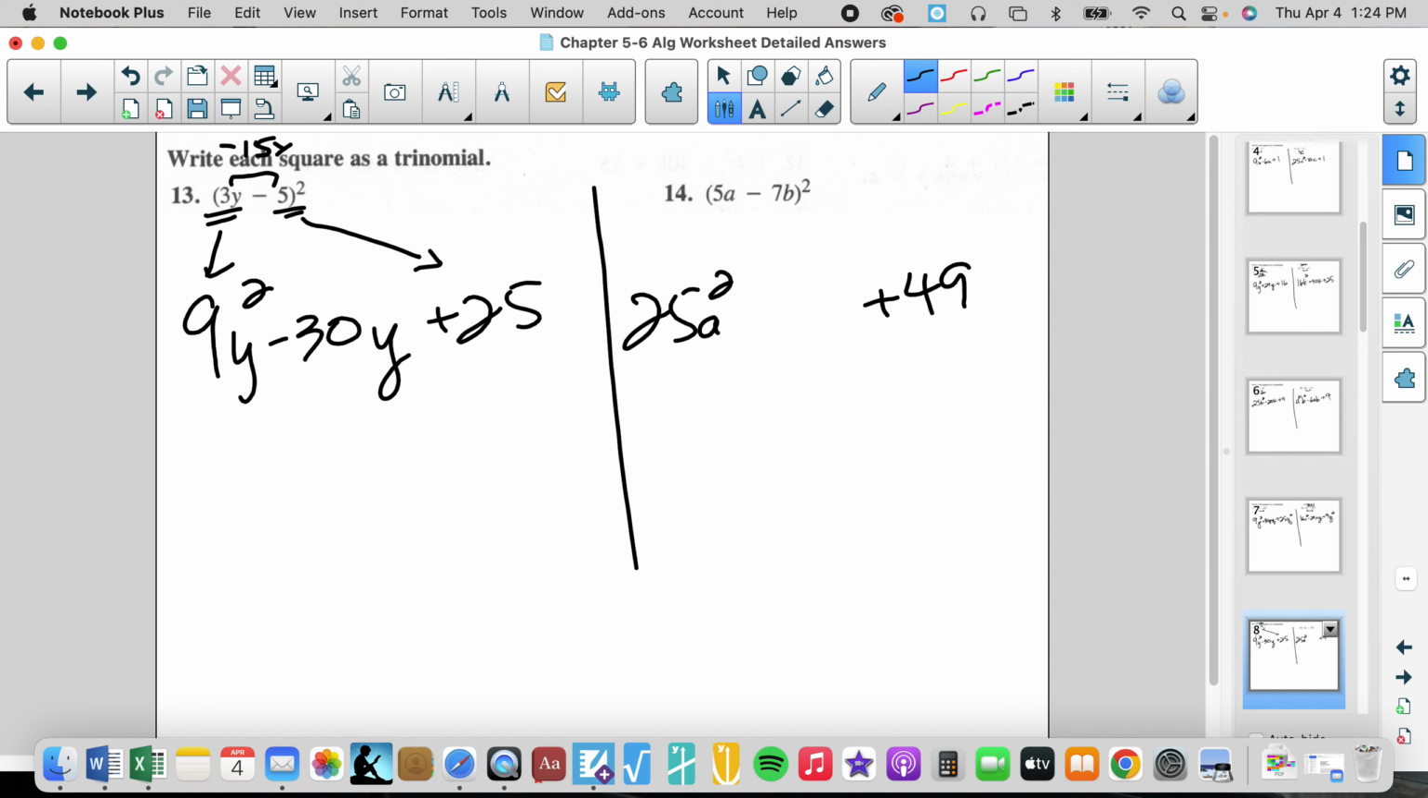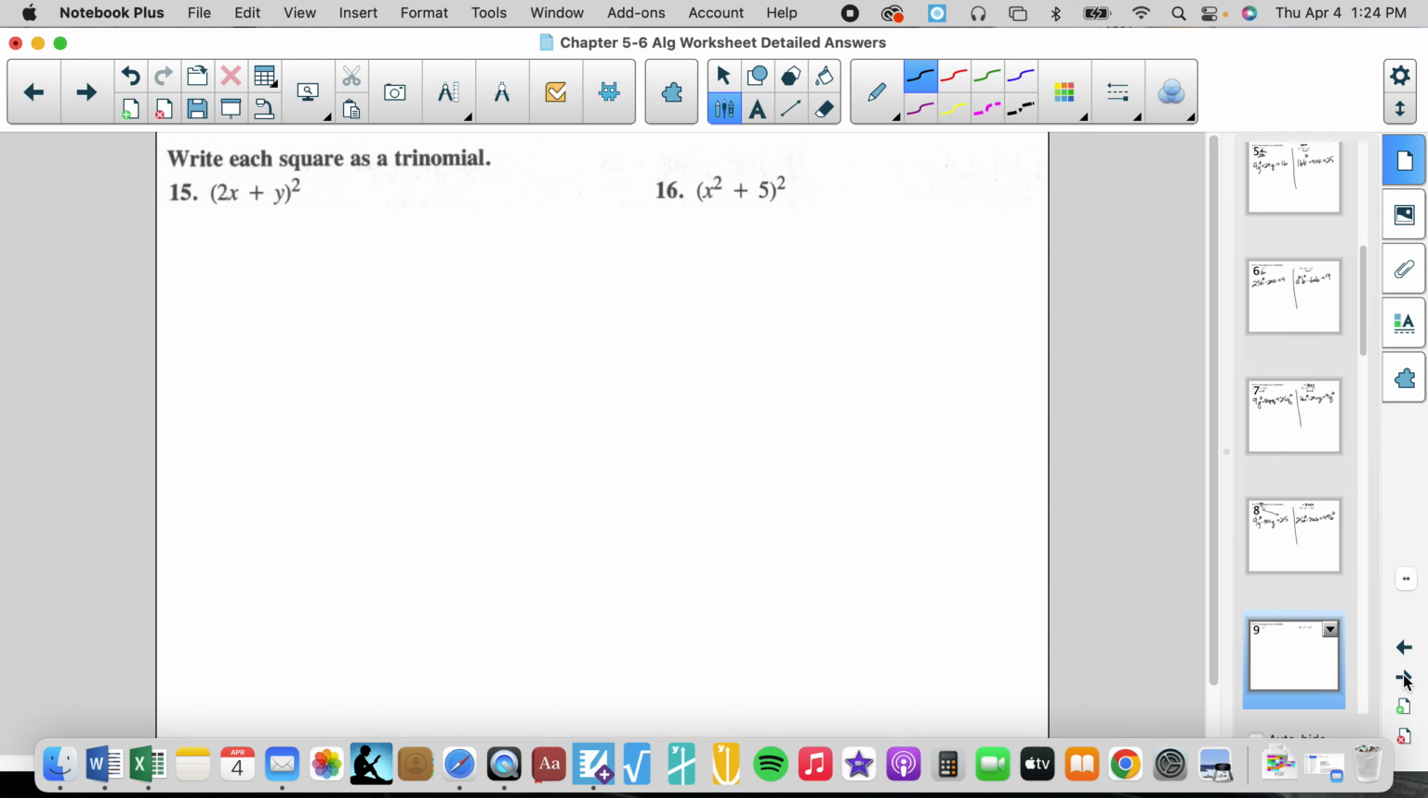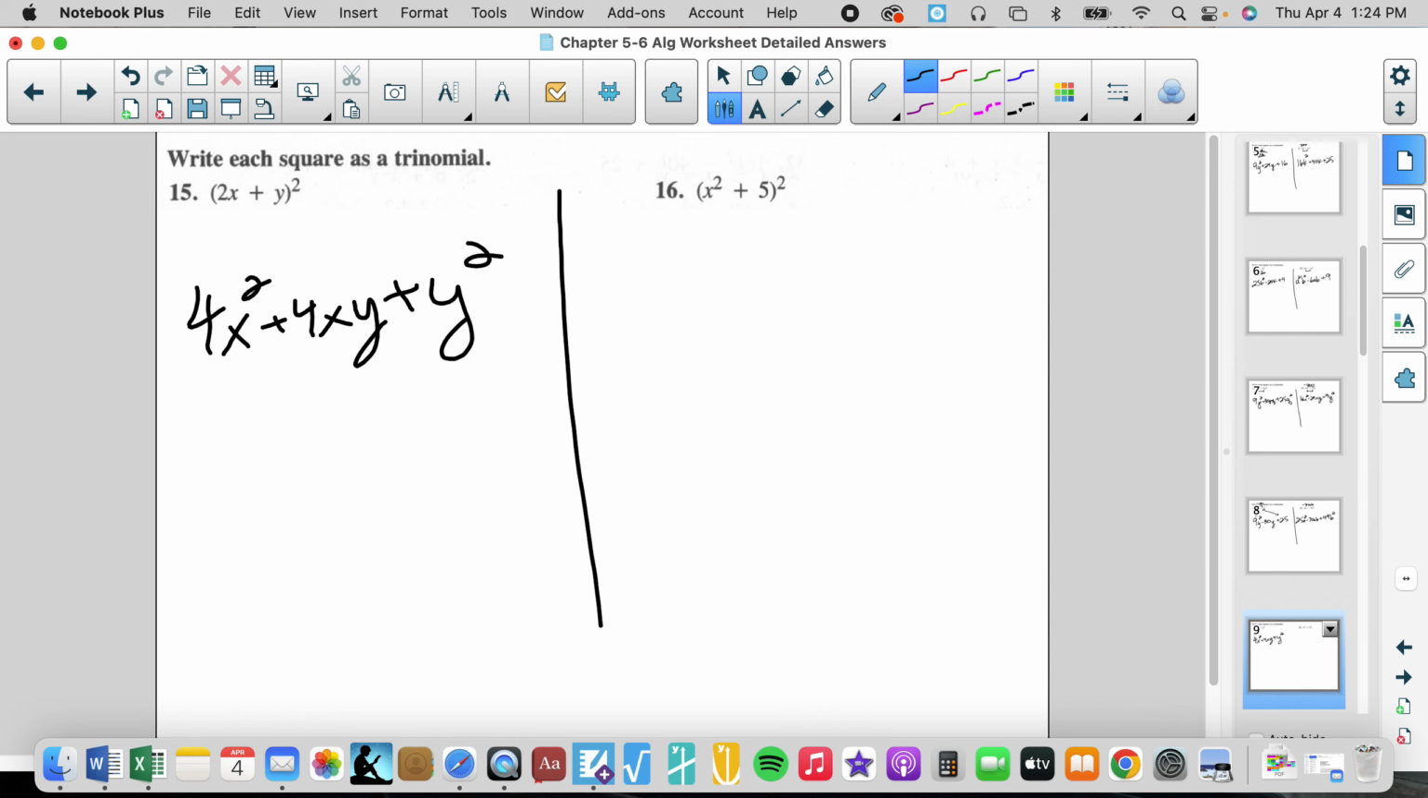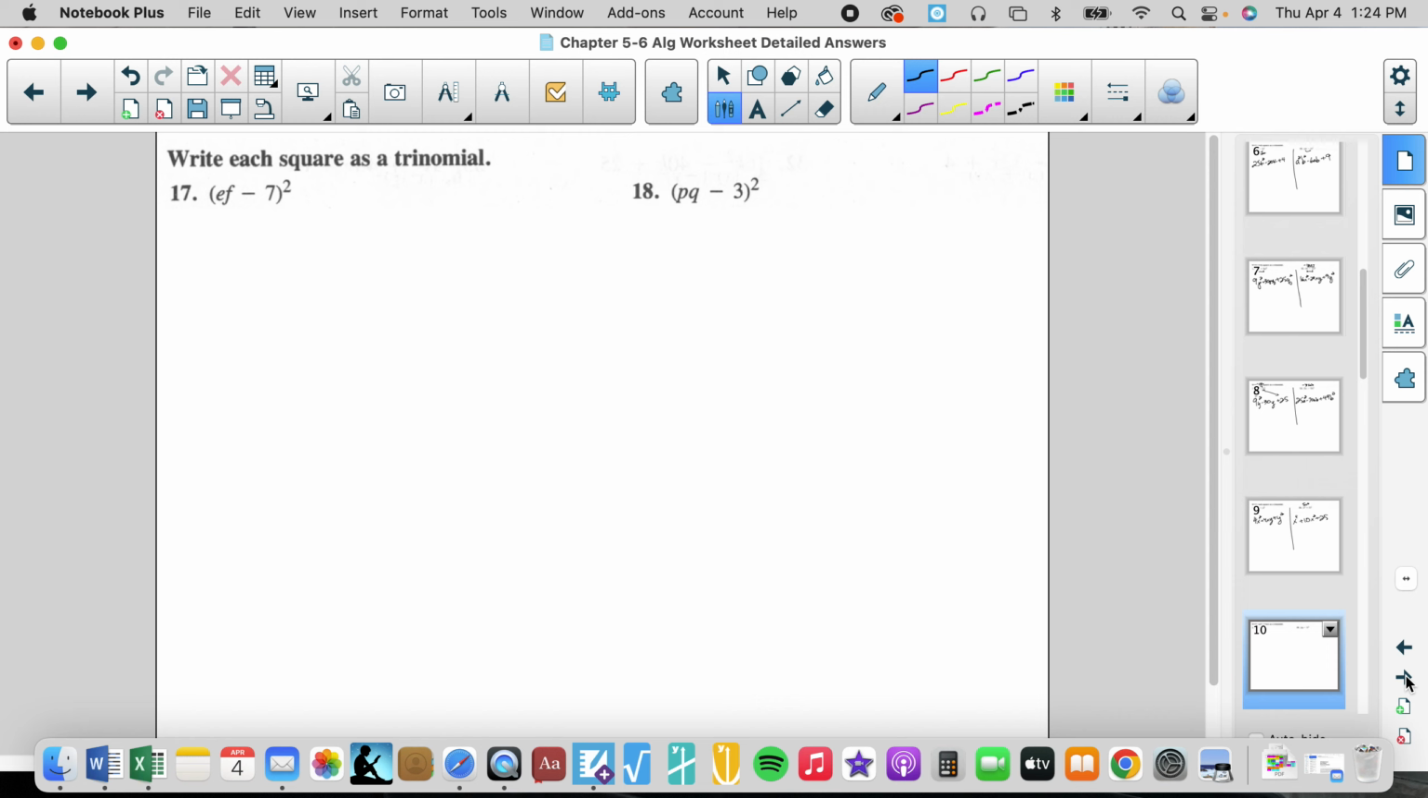That's plus 49b squared. That's going to give me negative 35ab, which is negative 70ab. So accuracy is important. 4x squared plus y squared, and that's going to be plus 4xy. X to the fourth plus 25, that's 5x squared, doubled is 10x squared. So there are things that I'm going to do to ensure that I get the right answer. I will write certain things down.